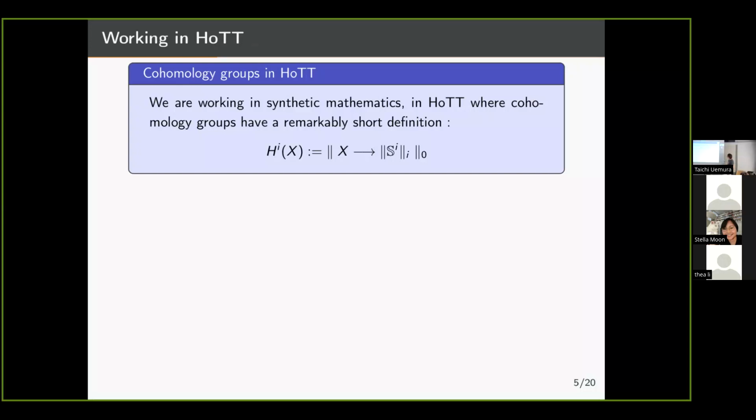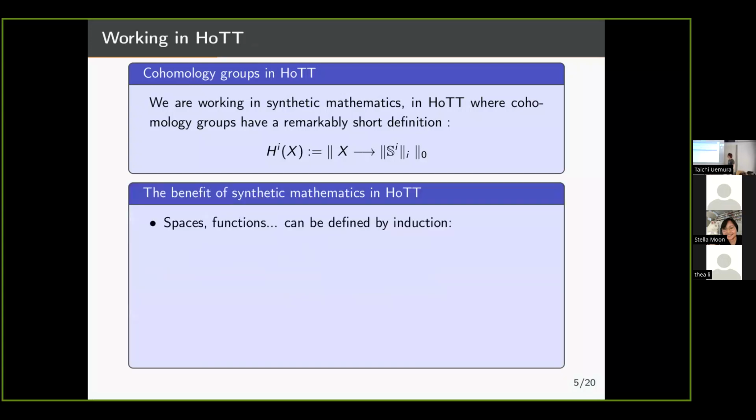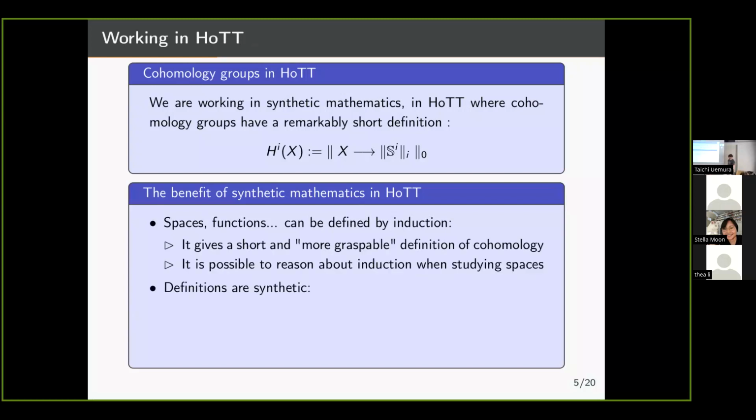Indeed, cohomology has a very short definition. It's just the function into the Eilenberg-MacLane space that you truncate because you don't want extra information. And you get all of the benefits of working syntactically. Everything is defined by induction, from your spaces to your functions and so on. So basically, in my opinion, you have a shorter and graspable definition of cohomology because it's really easy to understand how truncation works and stuff like that.